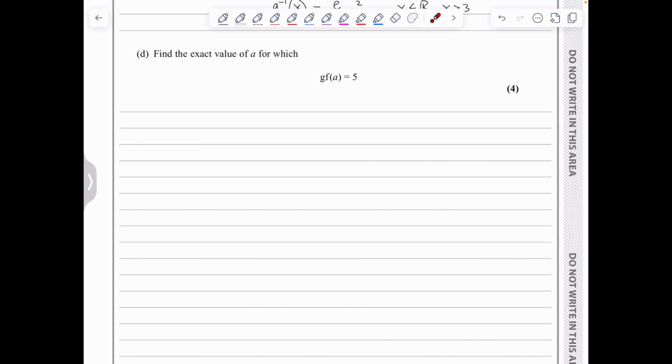In part D, we need to find the exact value of a for which g of f of a is 5. So on the left hand side we've got the composite function g of f of a. I will start by doing g inverse on either side. So g inverse of g of f of a is g inverse of 5. This means that on the left hand side g inverse with g will cancel out, and we're looking at f of a is e to the (5 minus 3) over 2.